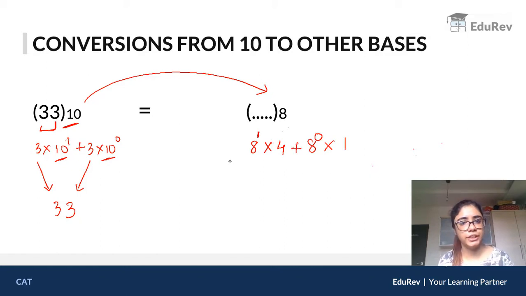8 fours are 32 plus 8 raised to 0 into 1. So this will be nothing but 1 into 1. तो ये क्या हो गया? 32 plus 1 हो गया which is 33.